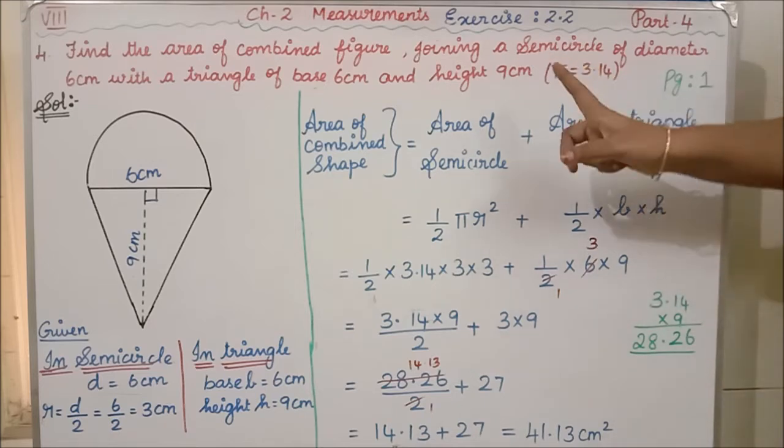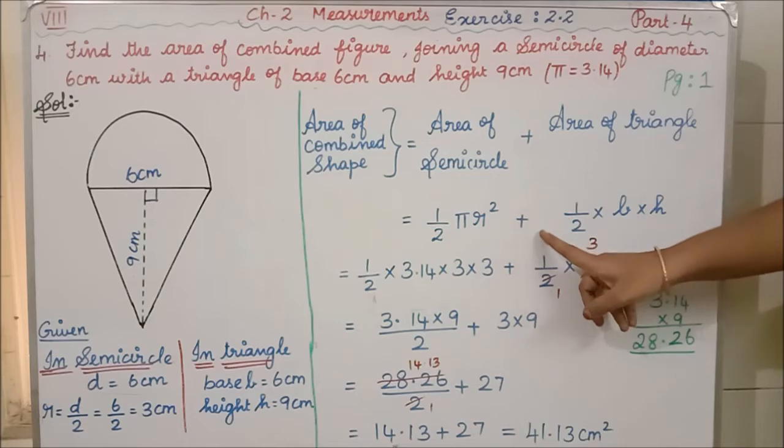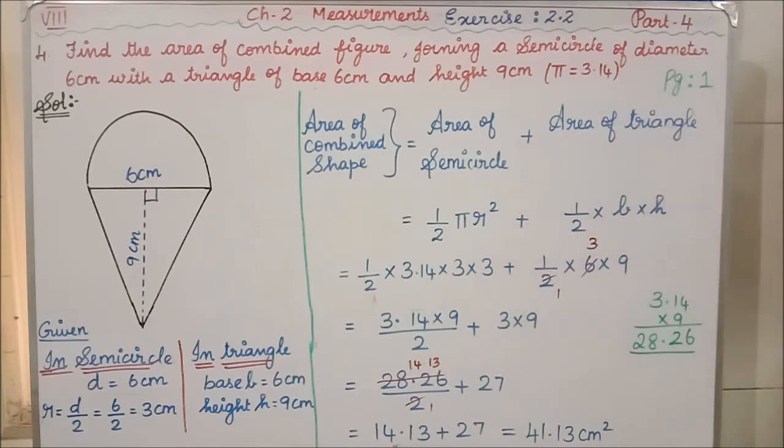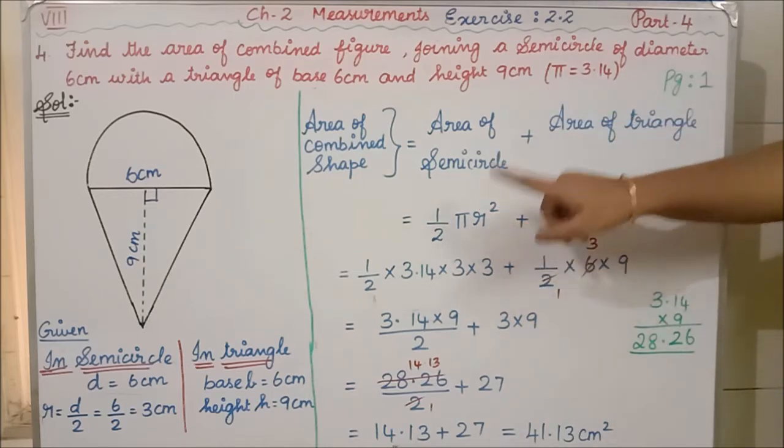Area of a semicircle is 1 by 2 pi r square, plus the area of a triangle. What is the area of a triangle formula? 1 by 2 into base into height. Now, what is the pi value they have given?